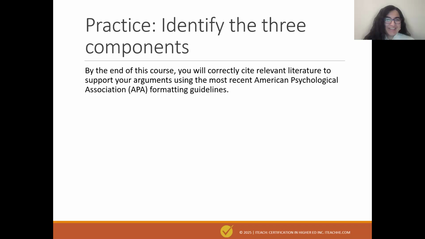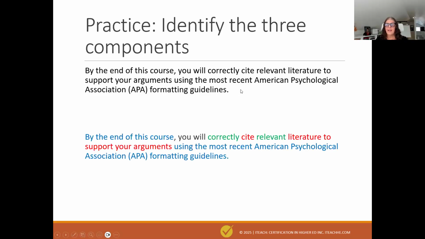The condition is by the end of the course, right? Yeah, and it looks like they have to use APA. Yeah, perfect. So those are the conditions. And then the activity: cite relevant literature to support your arguments. And then we have our criteria as correctly.